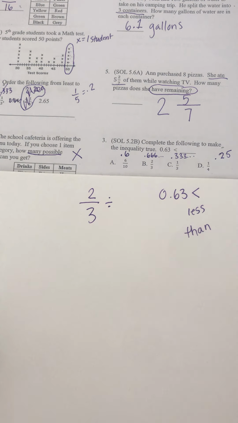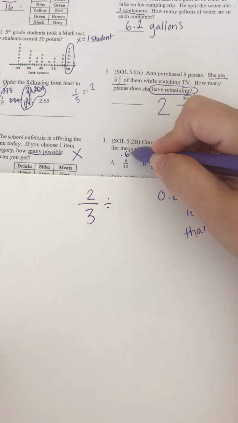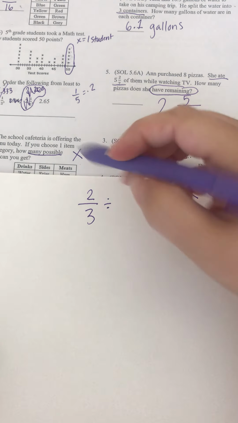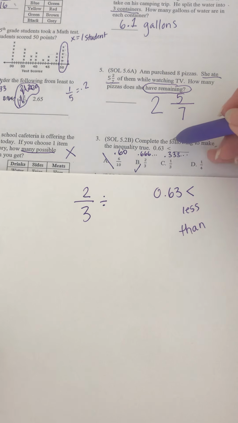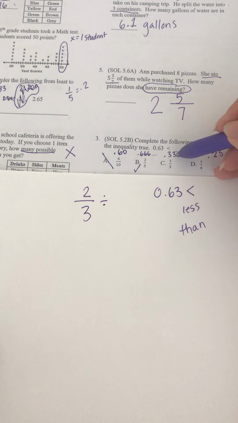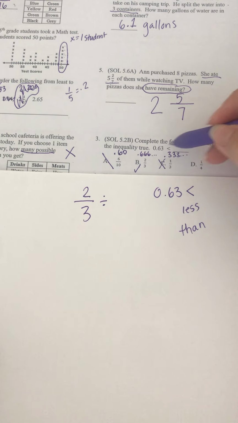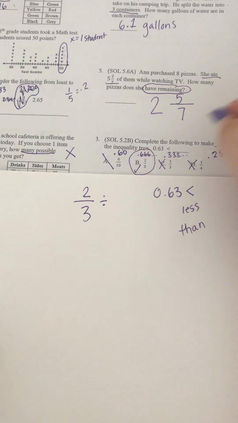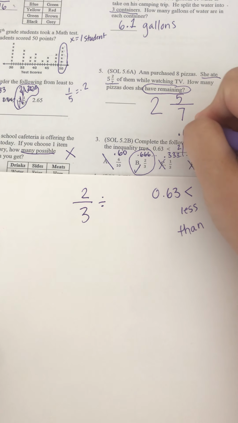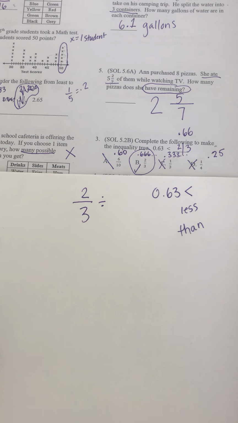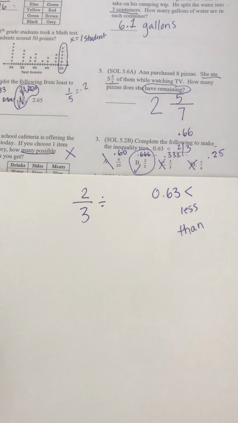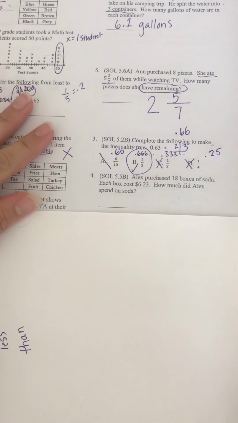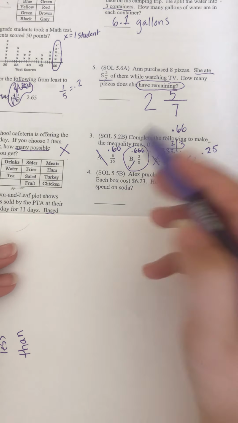Okay, so is 63 less than 6? And I'm gonna put a 0 here to compare. Is 63 less than 60? No. Is 63 less than 66? Yes. Is 63 less than 33? No. Is 63 less than 25? No. So the only choice here is 2/3, because 2/3 is equal to 6, 6 repeating. Okay, and I would agree. I mean, think about it as a whole number. 63 is less than 66. All right. Number 4.